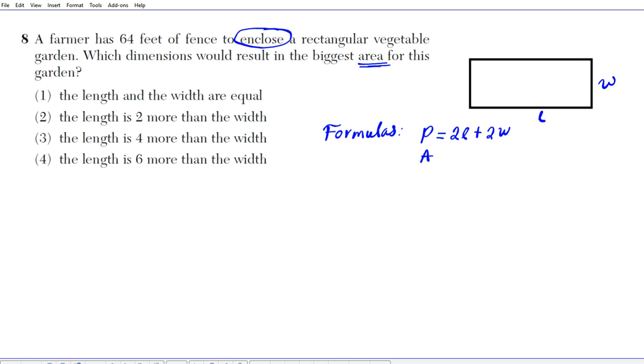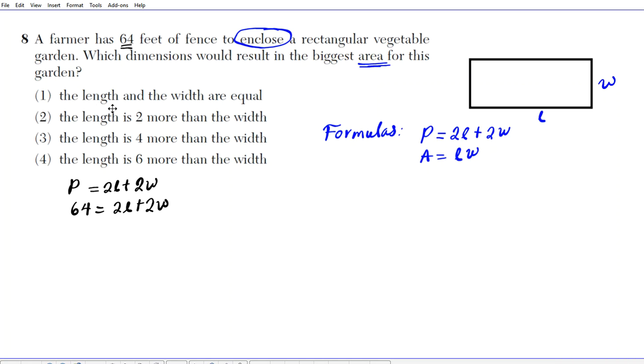And the area formula, which is length times width. Alright, so let's get started with the first piece of information. We have 64 feet of fencing that encloses the region, so that's the perimeter equation. So we have the perimeter is 2 length plus 2 width. The perimeter is 64, which is 2 lengths plus 2 widths.